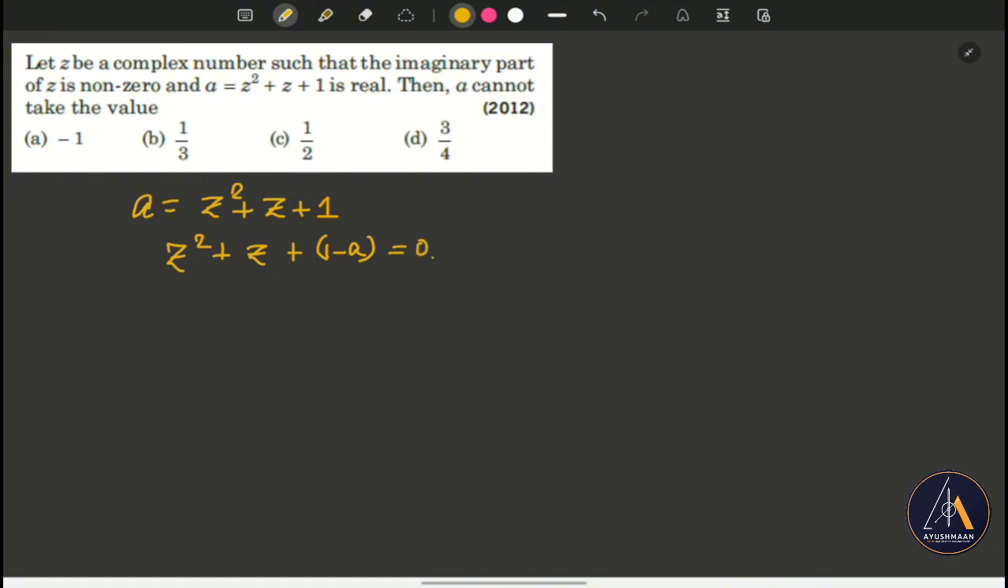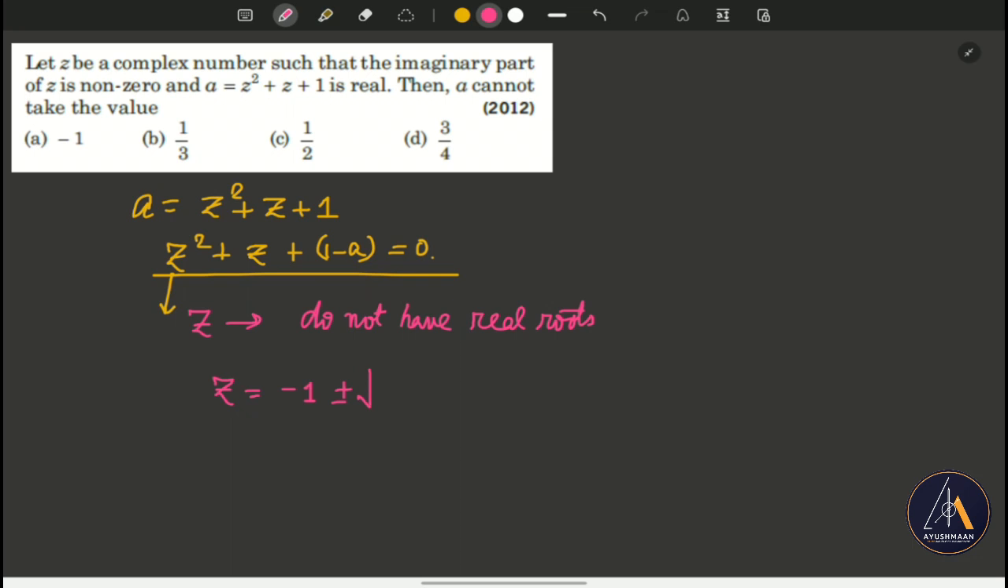ना हमें बोला है कि z इज़ अ कॉम्प्लेक्स नंबर और उसका इमेजिनरी पार्ट इज़ नॉन ज़ीरो. सो z में जो रूट्स आएंगे z रूट्स वो रियल नहीं होंगे, डू नॉट हैव रियल रूट्स. सो z बराबर -1 प्लस माइनस 1 minus 4 1 minus a by 2.